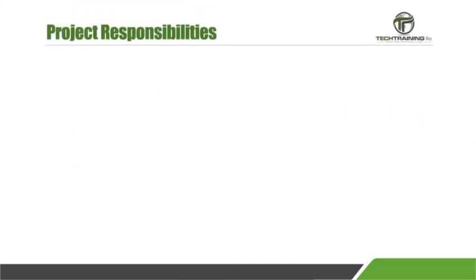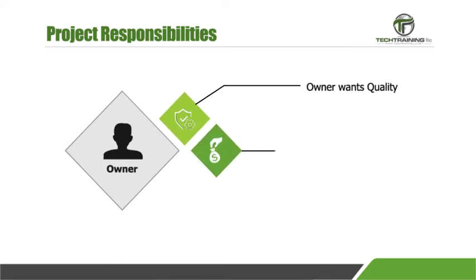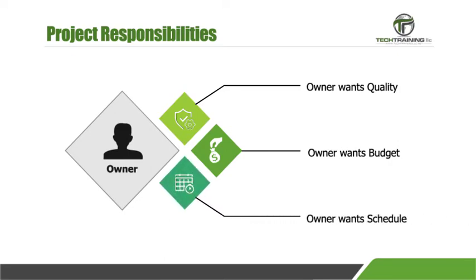Each project participant has a certain amount of responsibility to keep this project on schedule and budget. The owner wants a quality project delivered on time and on budget. Therefore, they can provide up-to-date information through requisition requests. In other words, only pay for work which has been completed. Each time a requisition is submitted, provide up-to-date information on the progress of the project.